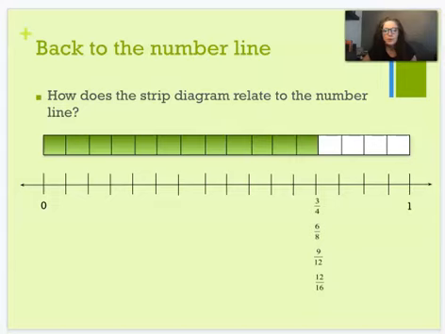We could also go back to a number line. Here's a number line. And we have this strip diagram up there, and we might be able to see how we have 3/4, 6/8, 9/12, and 12/16.